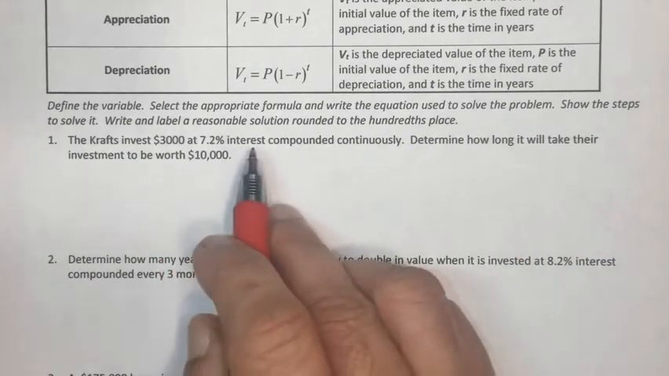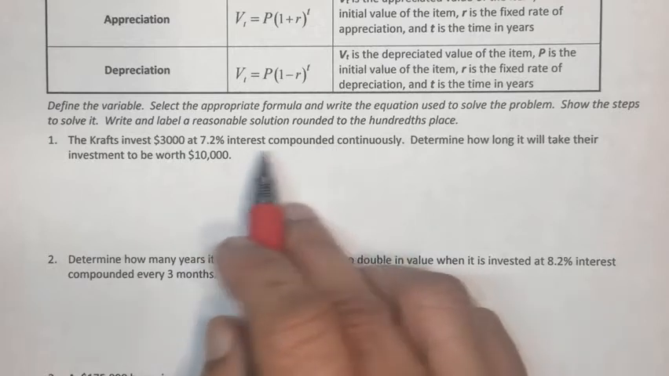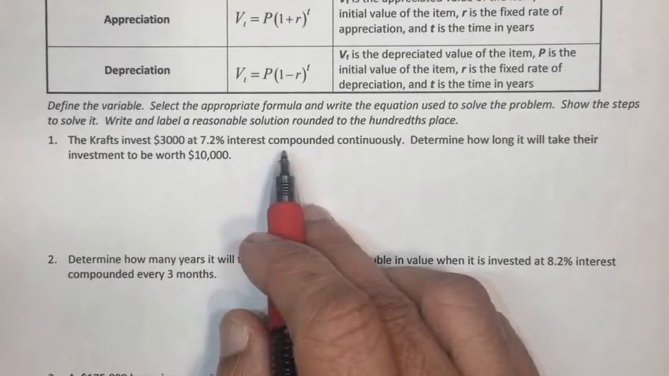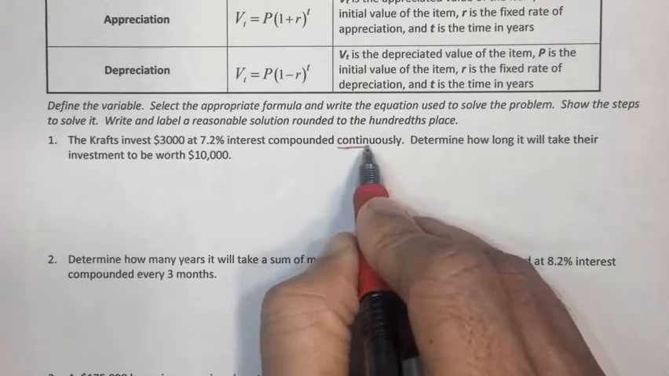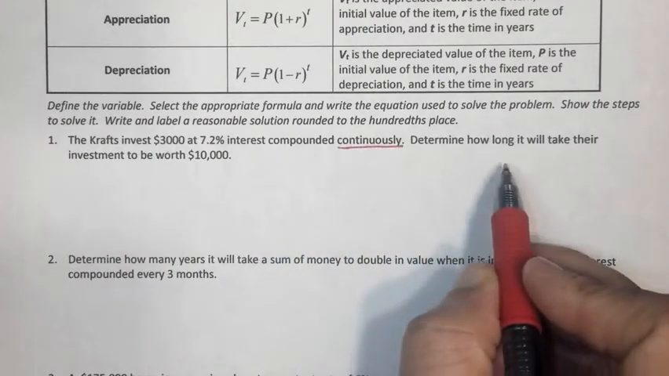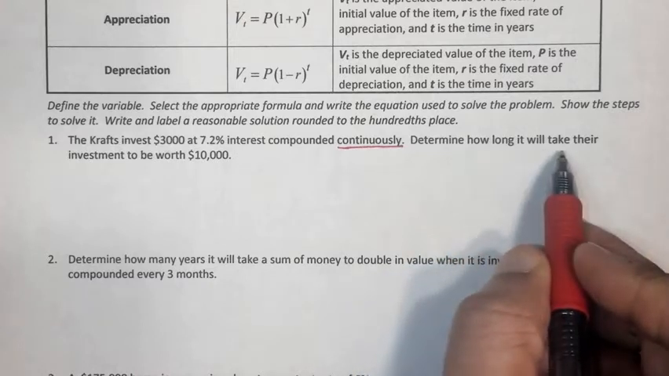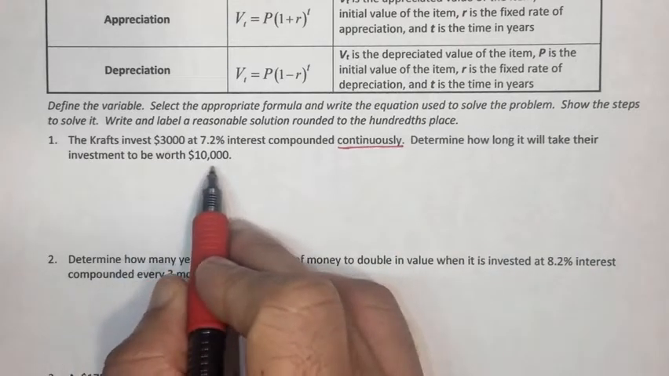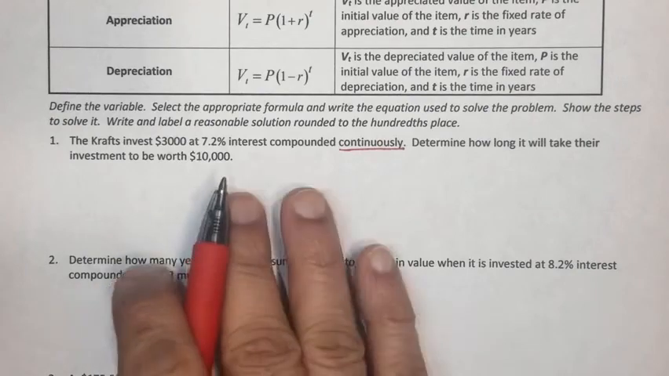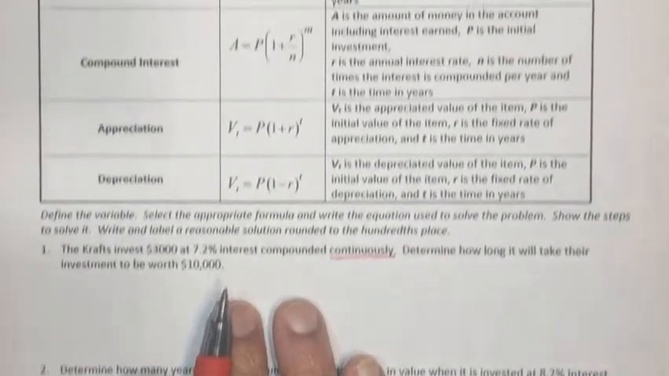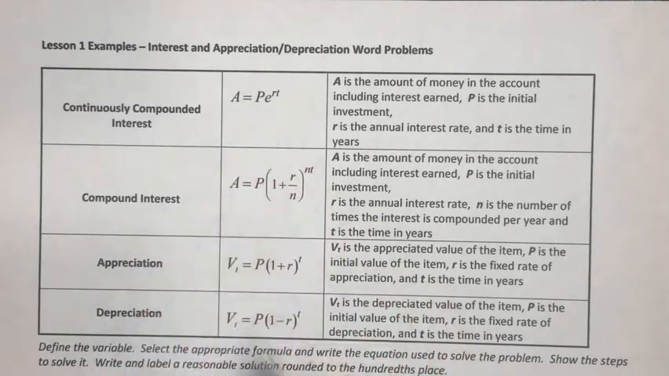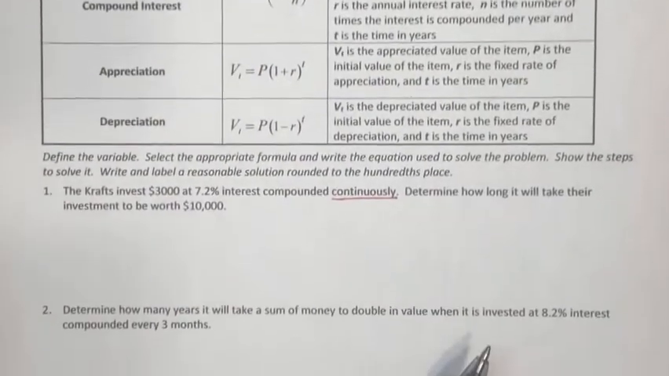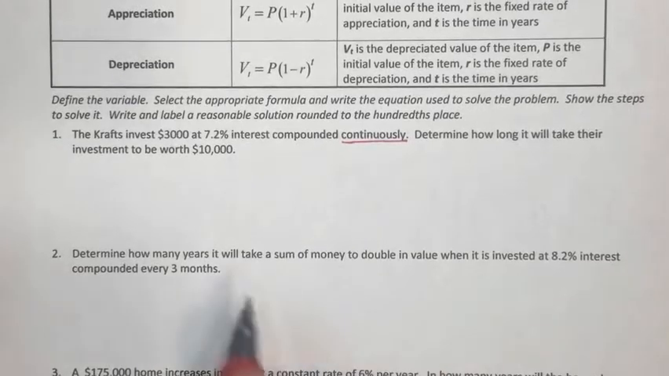Let's underline the keyword, which is compounded continuously, and we are looking for how long will it take their investment to be worth $10,000. So the formula that we are going to use is the continuously compounded interest, A is equal to P e to the power of RT. So we are going to use that formula.